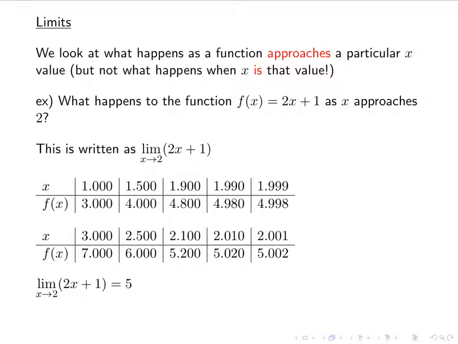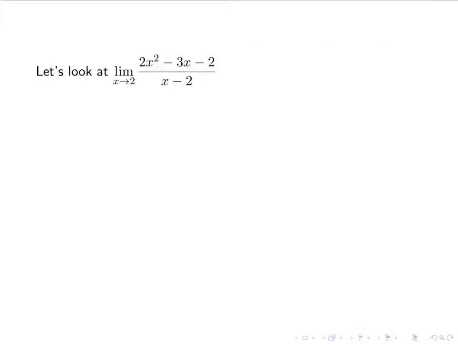We don't know for a fact that it's 5 just yet because we're just getting closer and closer to 2. It could actually be 4.999. It could be 5.00001. But we're going to guess that it's 5. And also, if we notice, if I plugged into f of 2, I do get 5. That's not always going to be the case, though. So let's try another one.